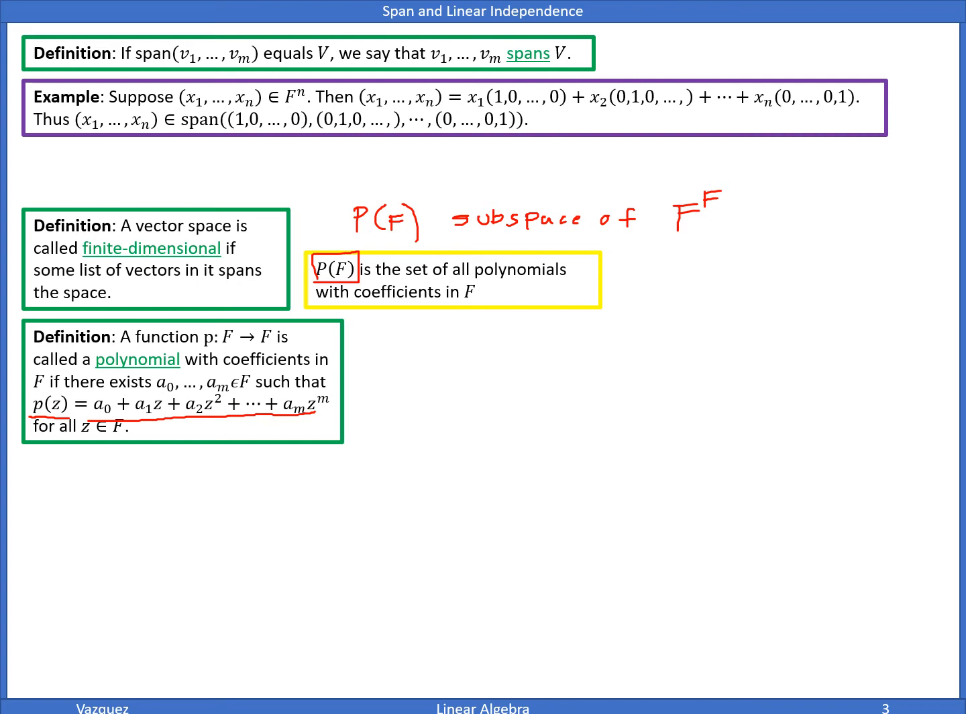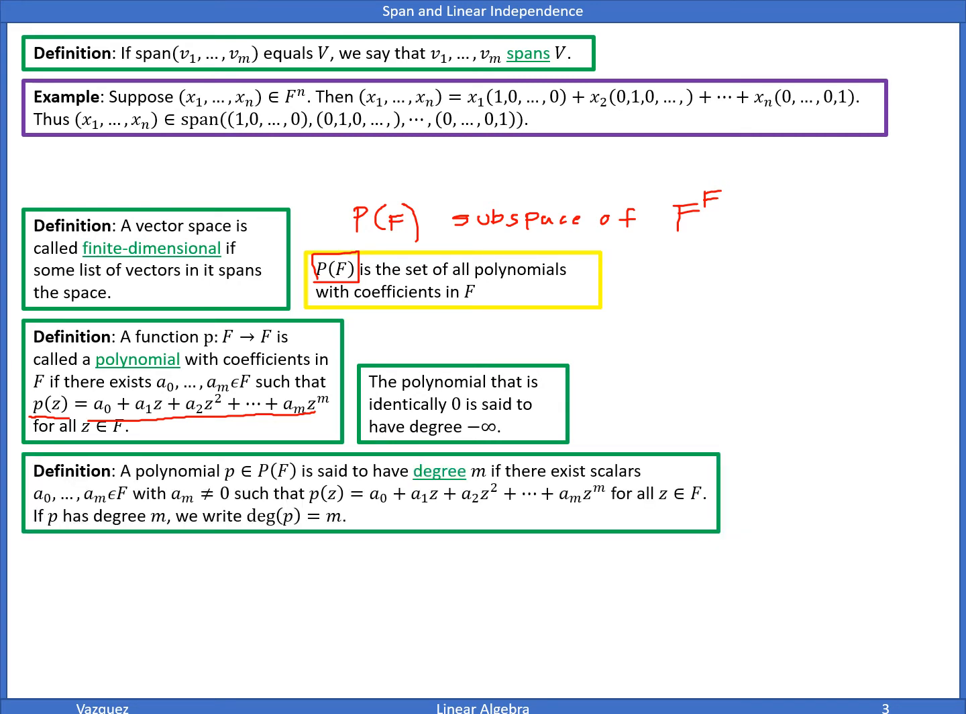So we're going to define this definition, degree. And before I do that, I should mention the polynomial that is identically 0 is set to have degree negative infinity, but let's not look at that yet because we haven't defined what a degree is. So a polynomial p in the set of polynomials is said to have degree m if there exist scalars a0 to am in F with am not equal to 0, such that this polynomial is equal to this expression for all z in F. If p has degree m, we write degree p equal to m.